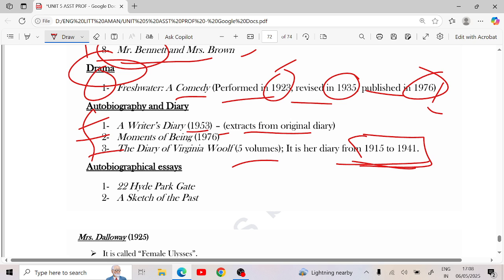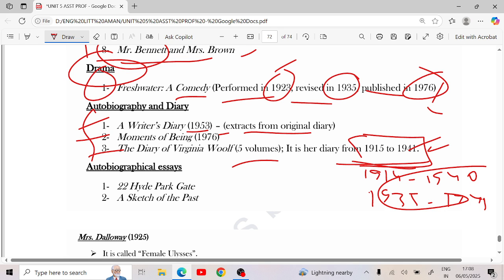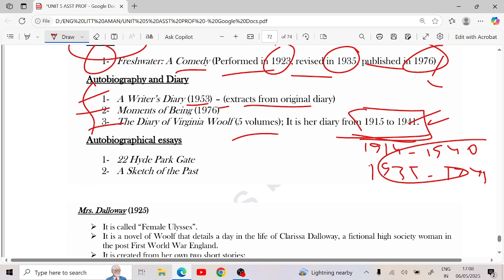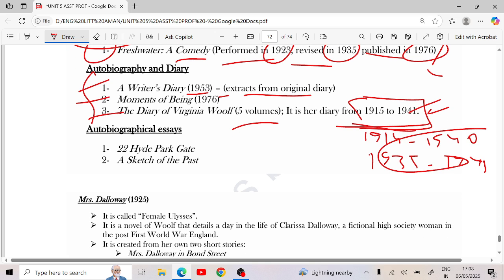तो देयर में भी 4 ऑप्शन, 1914, then 1914 to 1940, or maybe 1935 to 1945. So like this, you have the option. The correct option is 1915 to 1941. Okay, so all this thing.